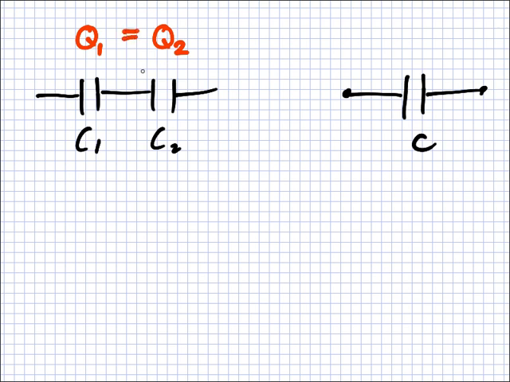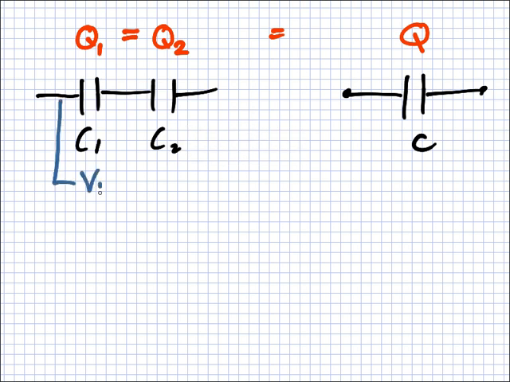So if you were to watch the current move here and here, it has to be the same amount of current, because we learned this when we looked at simple circuits. So they're the same. That means that this one here is the same as well. They're all the same.